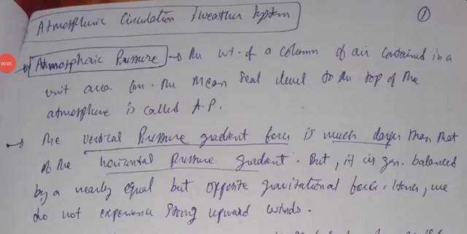Chapter number 10, Atmospheric Circulation and Weather System. Atmospheric pressure. The weight of a column of air contained in a unit area from the mean sea level to the top of the atmosphere is called the atmospheric pressure.